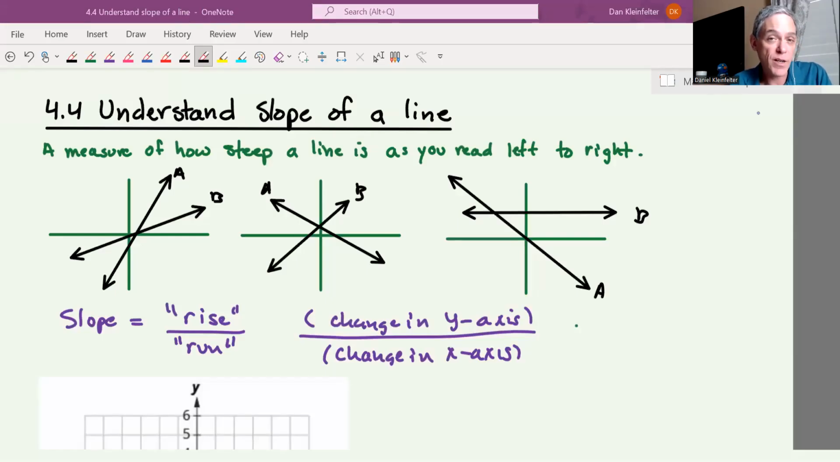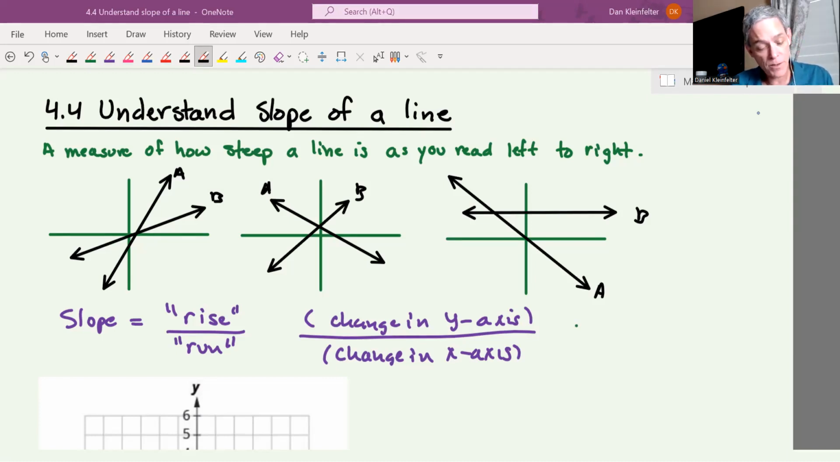Welcome back. In this video, we're going to go over section 4.4, which is about the slope of a line. So we've seen how to graph lines given 2 points. Basically, you draw the 2 dots and then connect the dots. In this section, we look at slope, which is a measure of how steep a line is. And fortunately, it's mostly pretty intuitive.